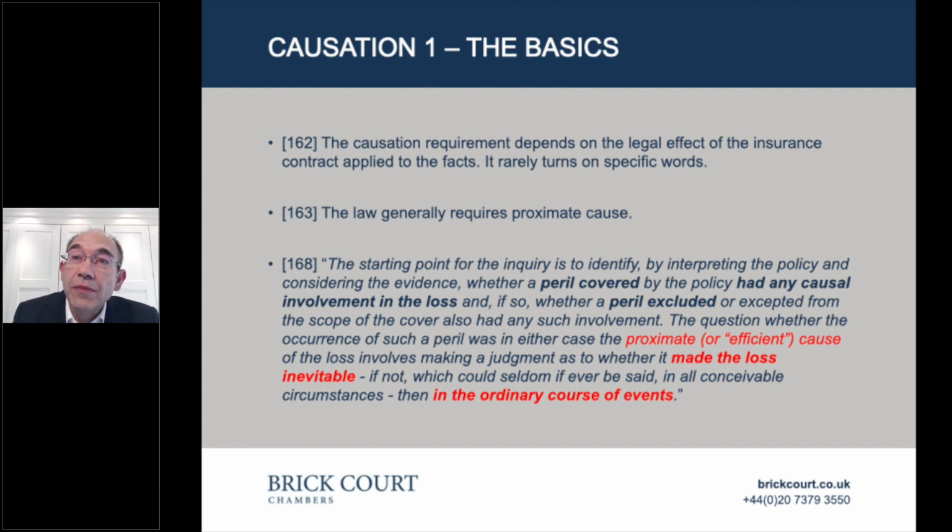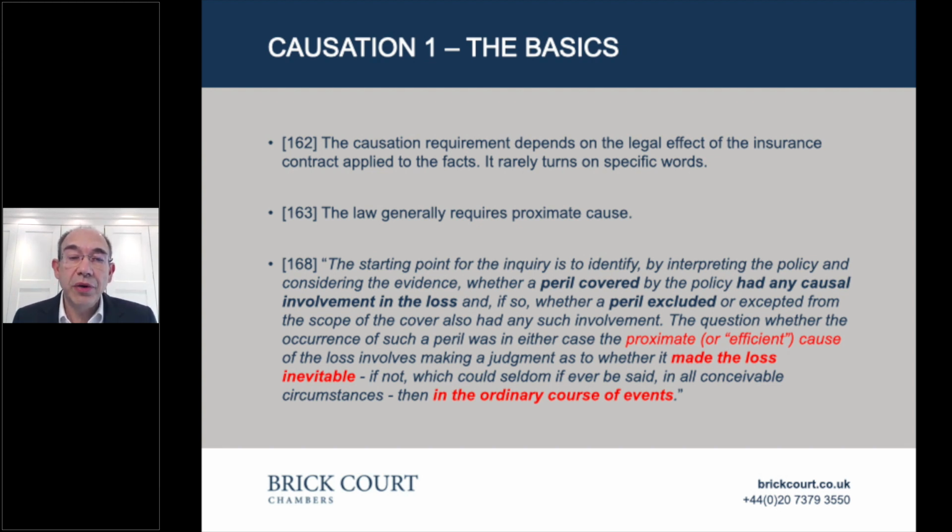So we start with the basics of causation. The causation requirement in an insurance policy, which, as I'm sure you all know, is essentially that the loss must be legally or proximately or effectively caused by an insured peril. That's the essential requirement. And that requirement depends, as they put it, on the legal effect of the insurance contract applied to the facts. One might say that means, well, it just depends what the contract says and then whether what happens falls within it. They make the point it rarely turns on specific words.